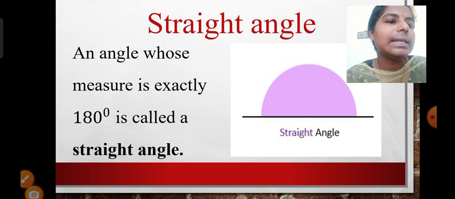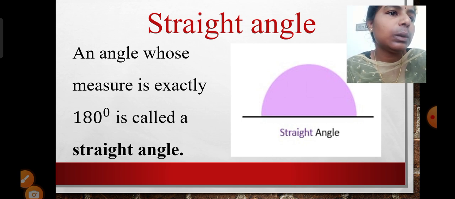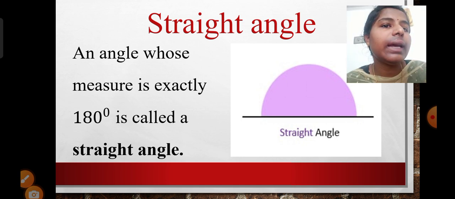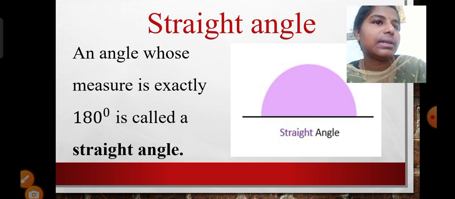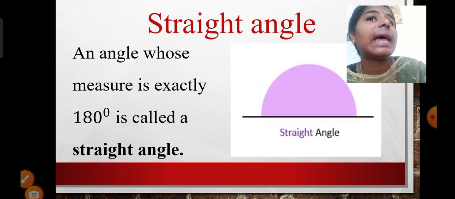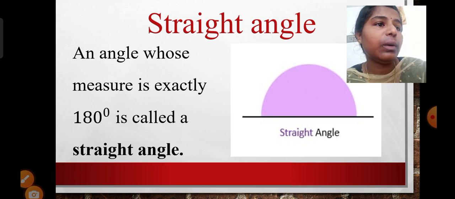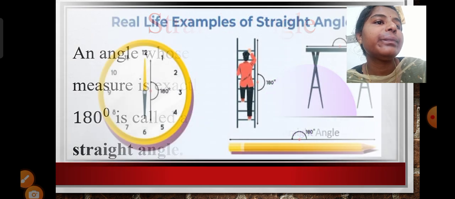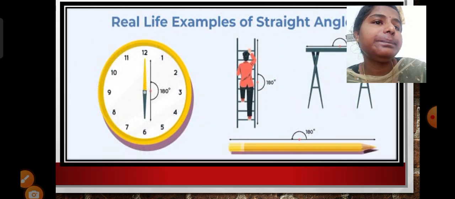So see the picture. One line is there. If we measure that, you will get exactly 180 degrees. So this is the straight angle. Okay, so an angle whose measure is exactly, in the sense of accurately, correctly, should be 180 degrees. Okay, then we can see some examples.